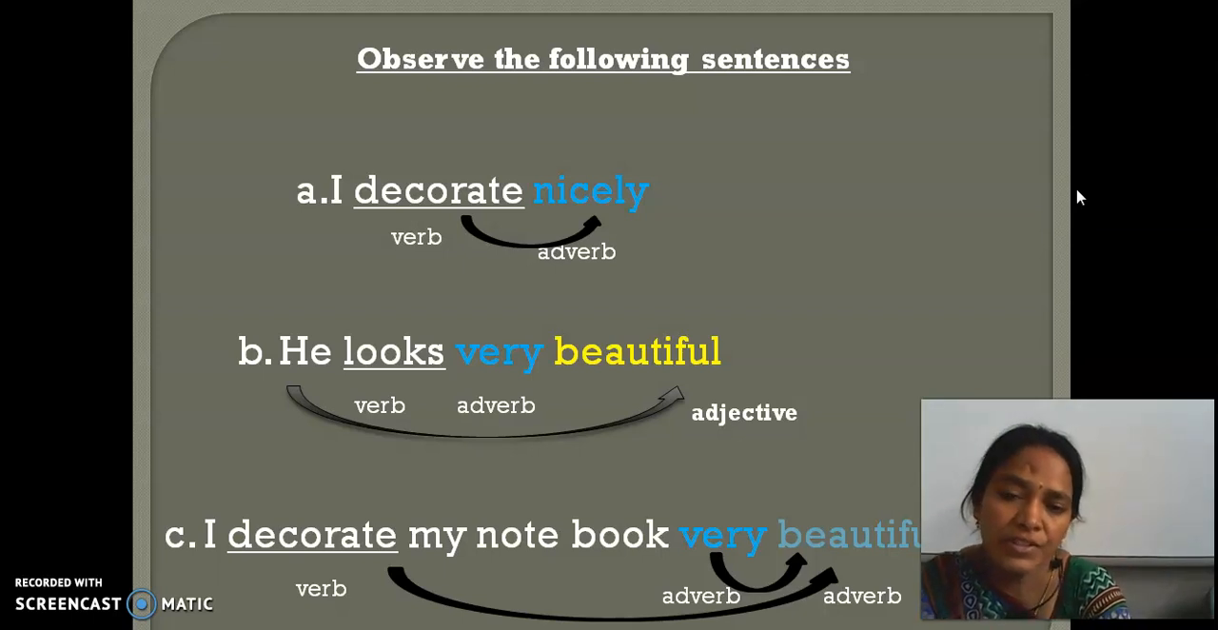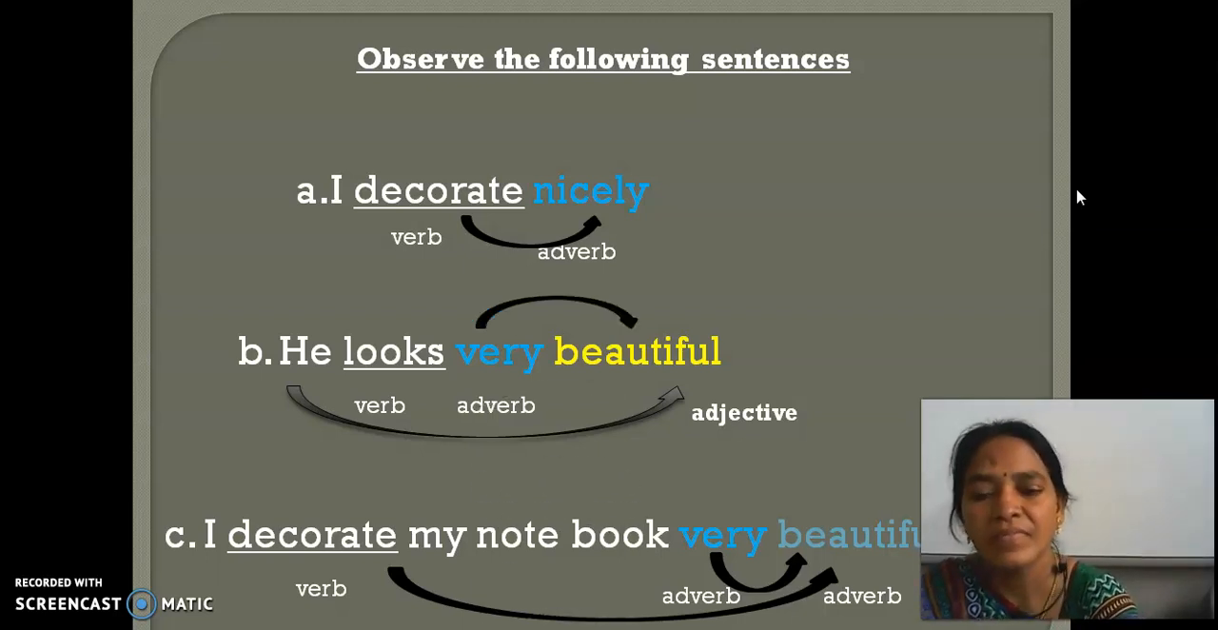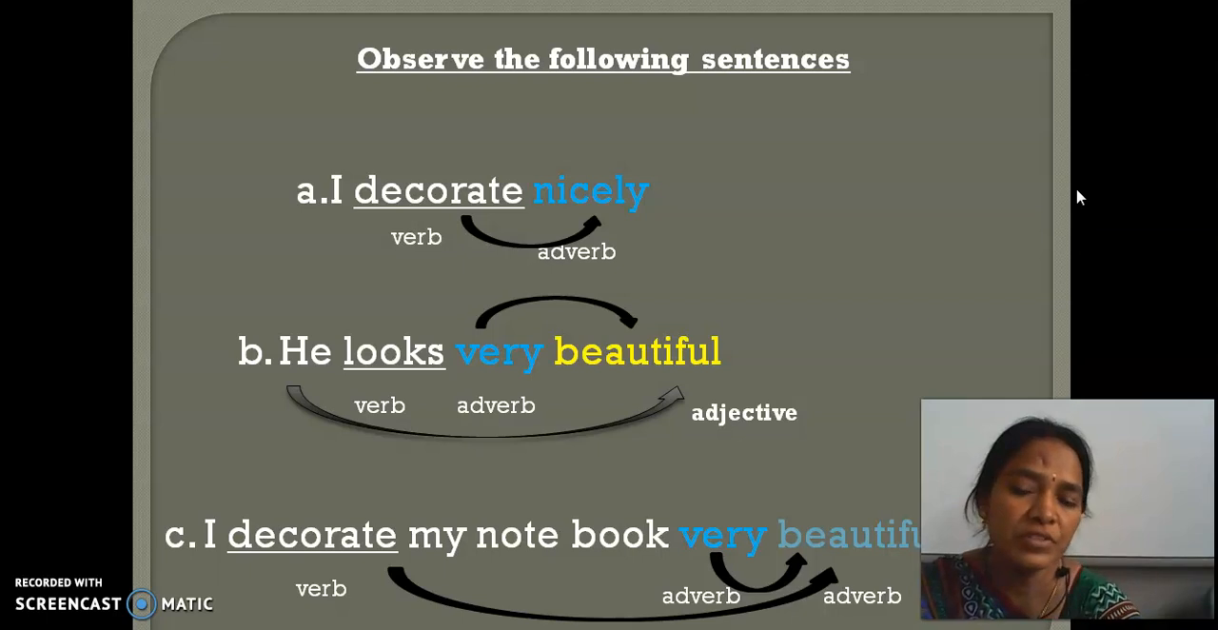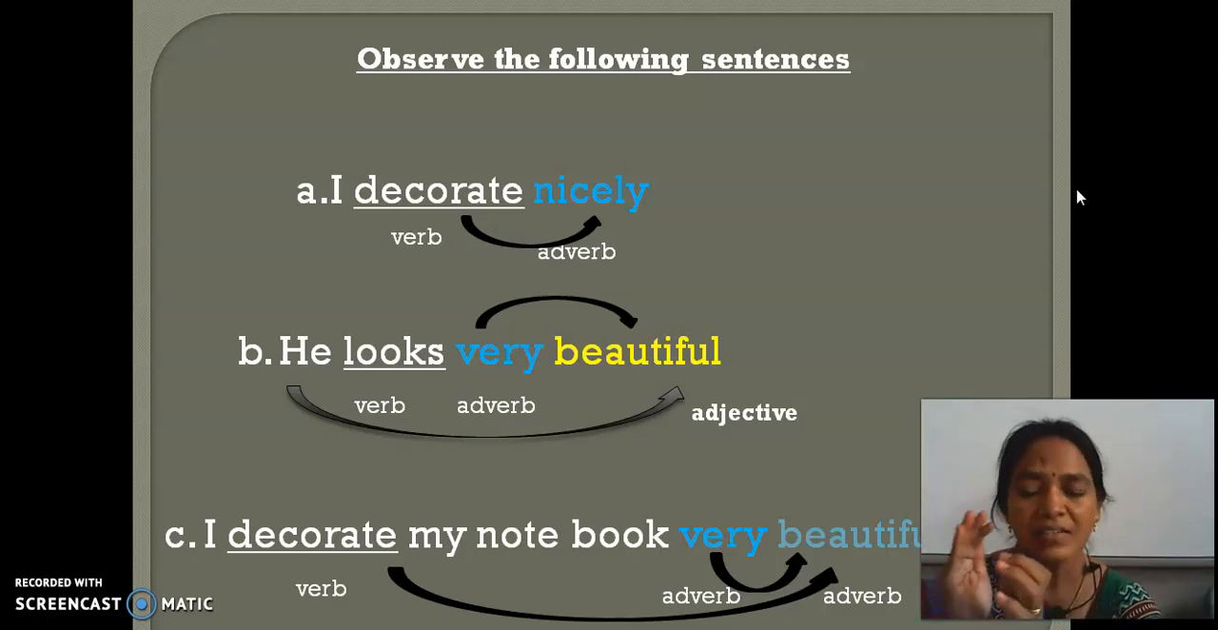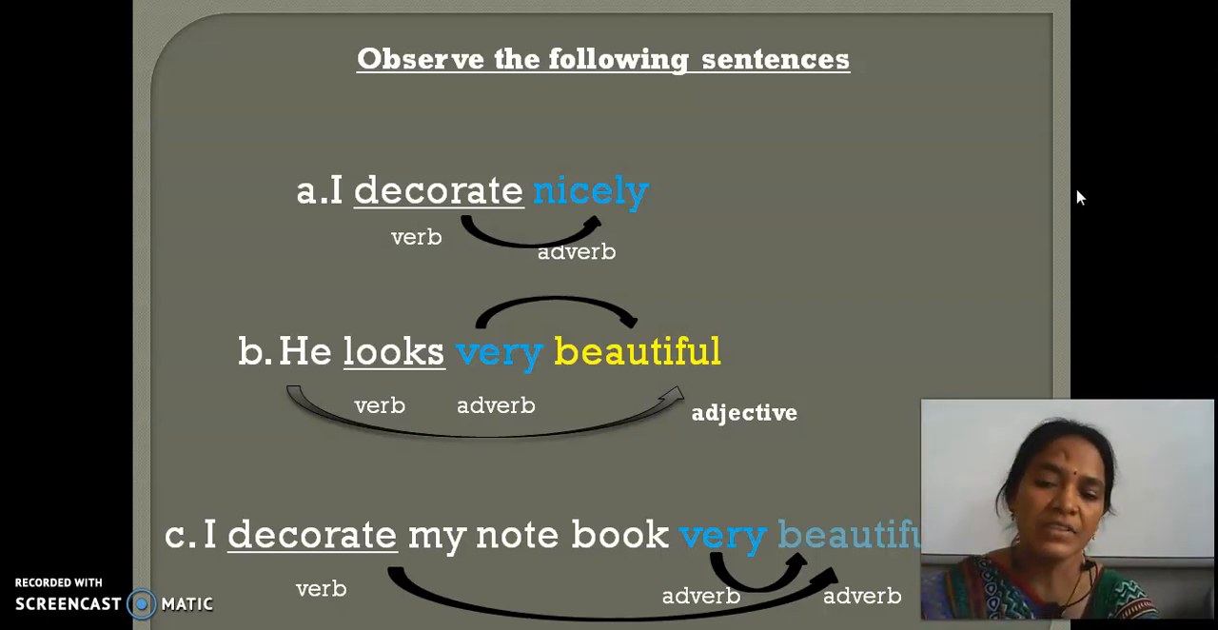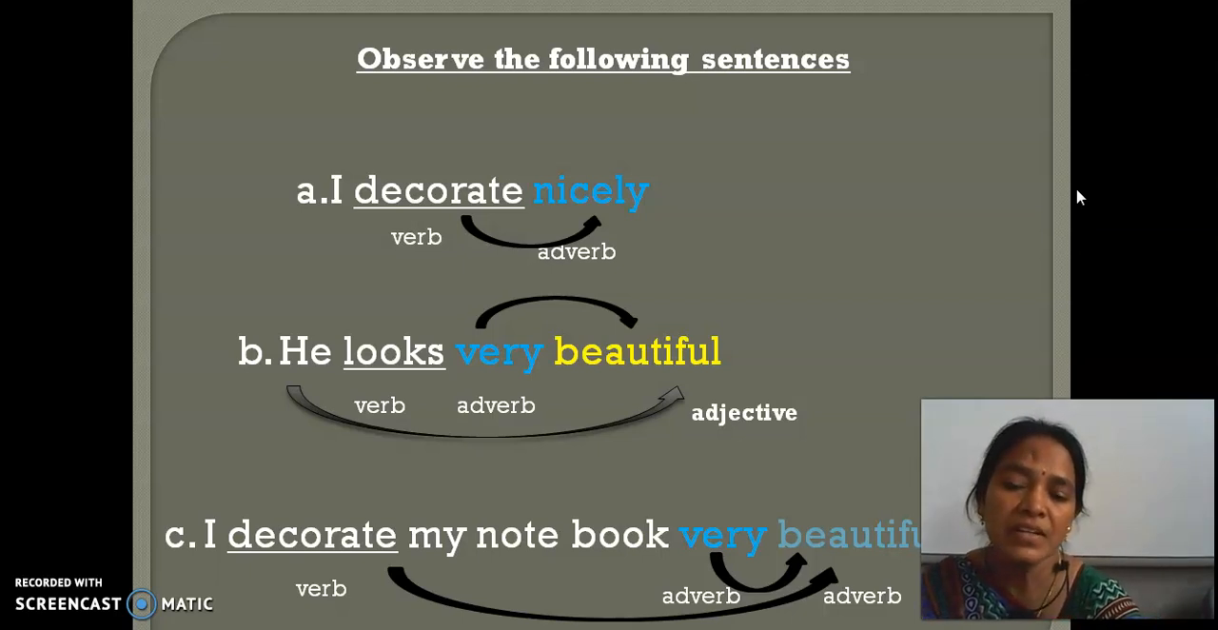And therefore, the function of an adverb: it beautifies verbs, it beautifies adjectives, and this is how it happens. Beautiful is being highlighted or helped or added with additional meaning by using your adverb. I hope, children, I did not confuse you and you are very clear.